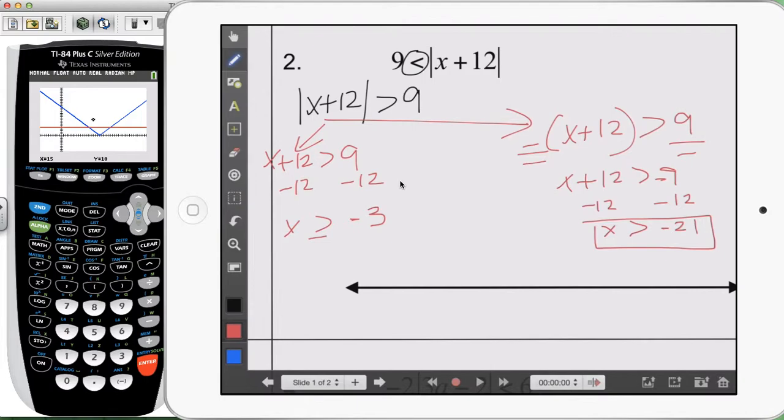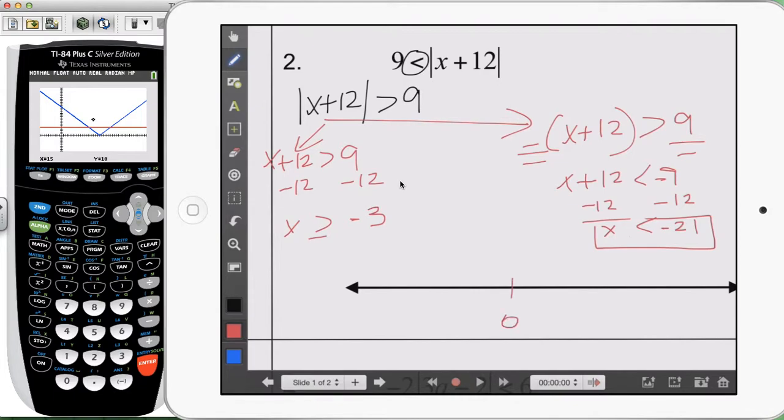Okay, now I made a mistake, as you can see. When I divided by a negative, what should happen? You should switch the inequality. So when you divide by a negative, your final answer is going to be x less than or equal to negative 21. Now let's graph this.